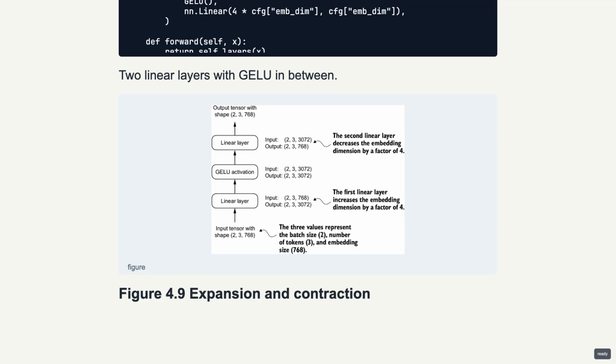The diagram marks the key constraint. Batch size and token count can vary, but the embedding size is fixed when the weights are initialized. That is why the module can process different input batches while still expecting the same vector width per token.